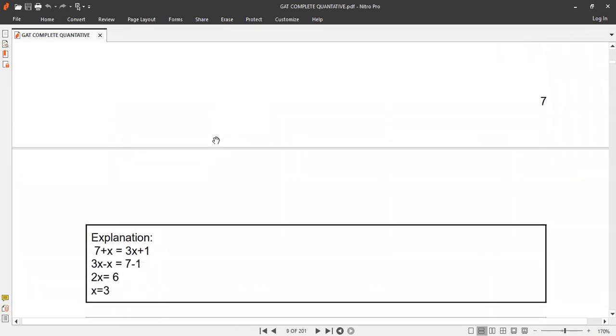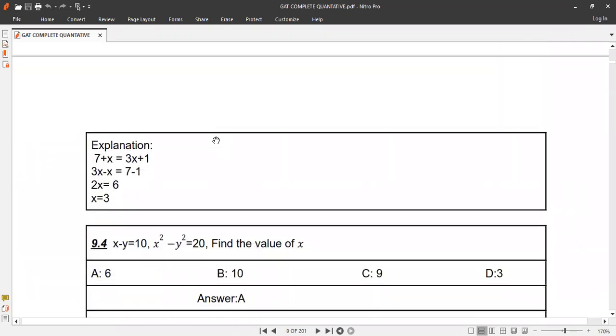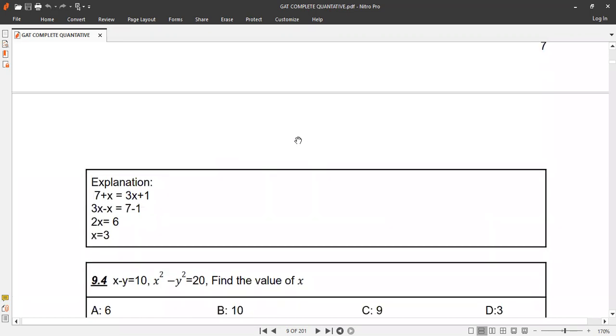Now let's discuss another question. Here in this question 9, x minus y equals 10, x squared minus y squared equals 20. Find the value of x. In my opinion, we need to try out the options.